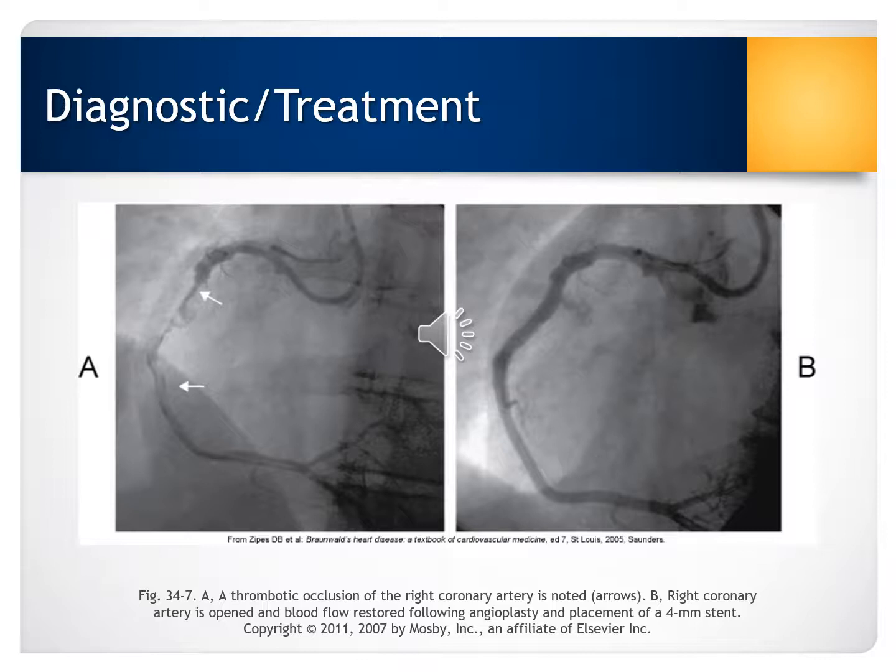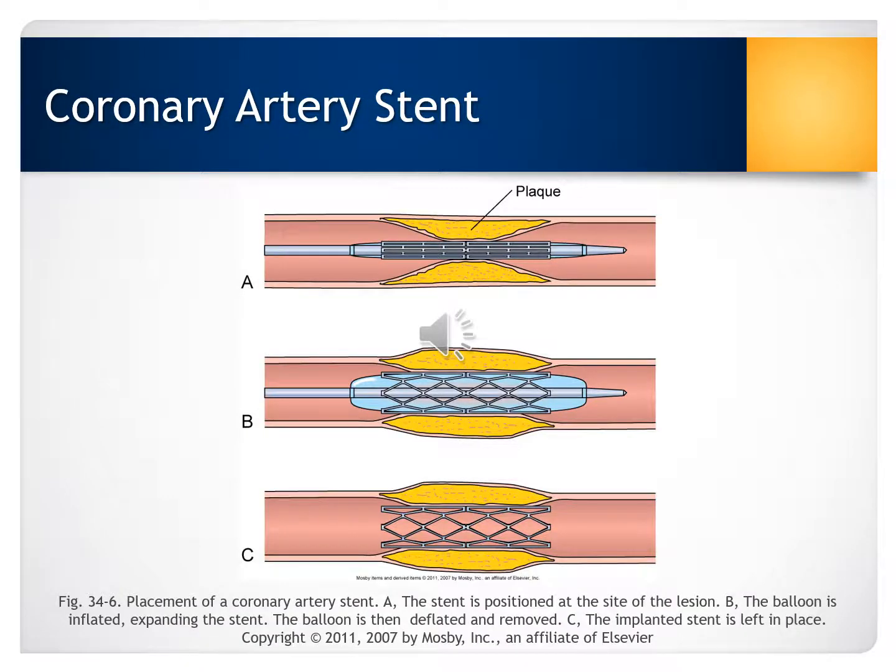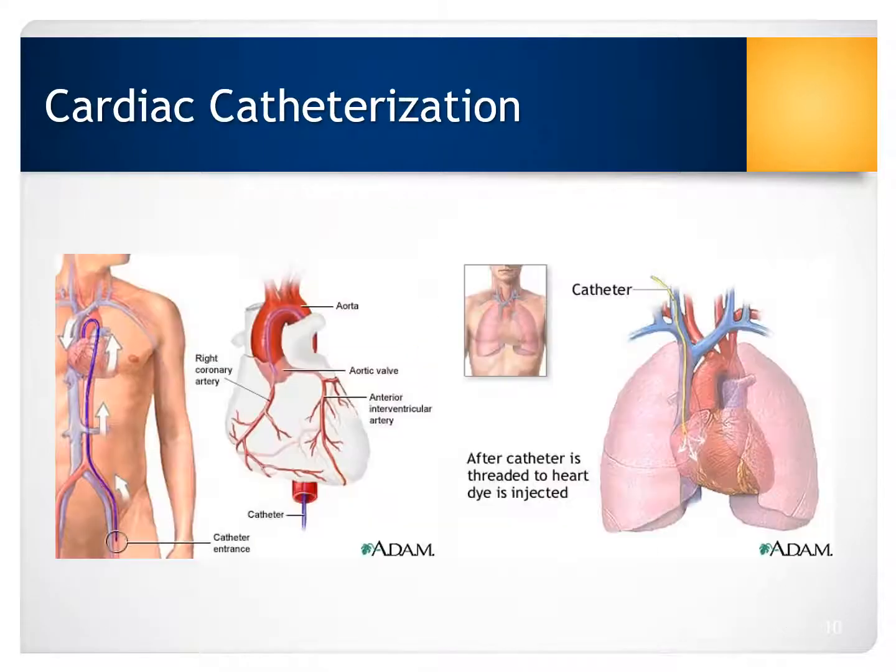You can see on the picture on the right that the coronary artery has opened and that blood flow is restored after they did angioplasty and placement of a stent. This image shows you how the positioning of the stent will occur. The balloon is inflated, it expands, and then the balloon is deflated after the stent is left in place.